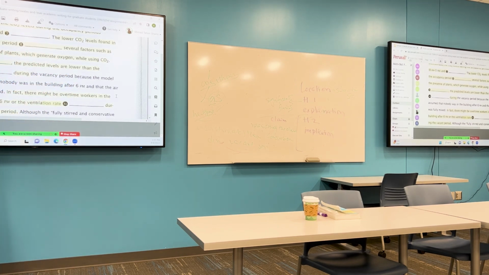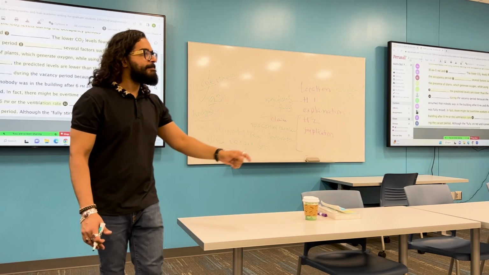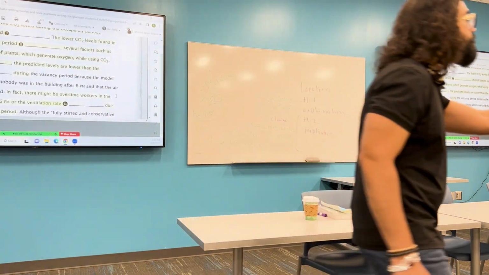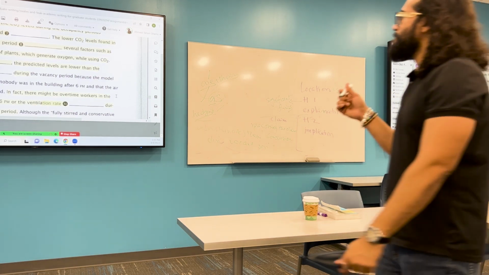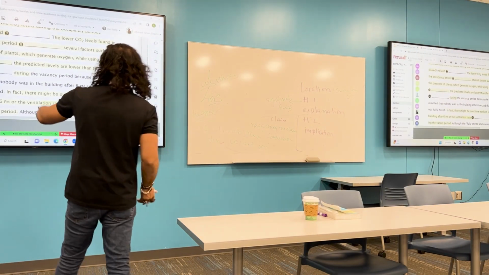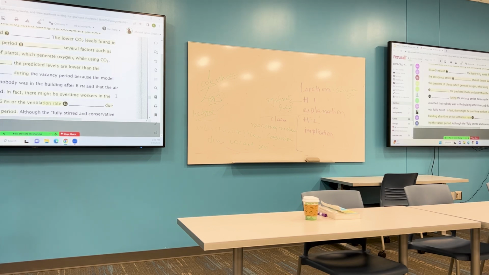Number 9. Conclusion. In summary. However. In summary. In addition. However, in summary. I would have used that as a linker. When we're talking about connectors, sentence connectors, these are also called transition signals.